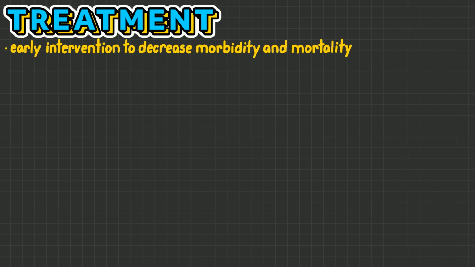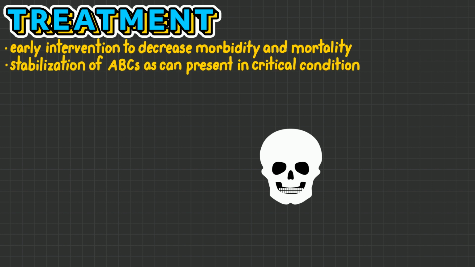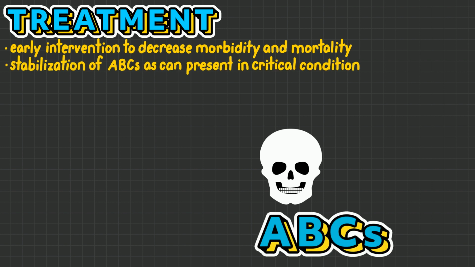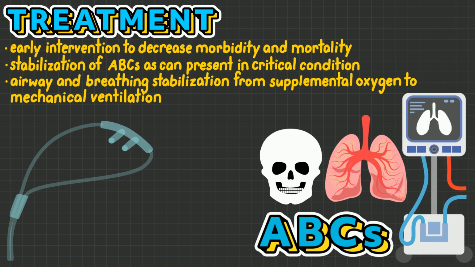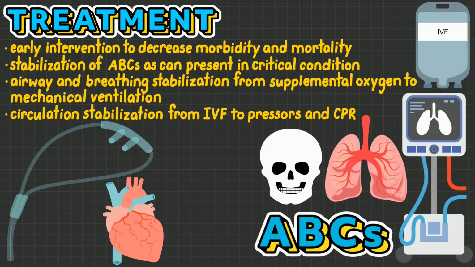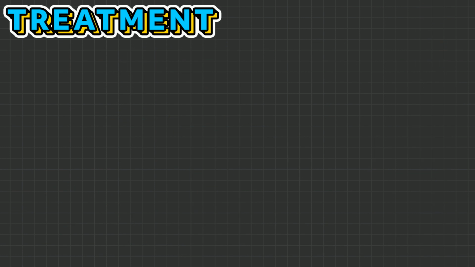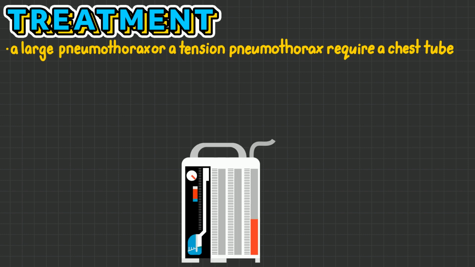Treatment of pulmonary overinflation syndrome includes early intervention to decrease morbidity and mortality. Additionally, stabilization of airway, breathing, and circulation, also known as the ABCs, is important, as these patients can present in critical condition. Airway and breathing stabilization ranges from supplemental oxygen to mechanical ventilation, whereas circulation stabilization ranges from intravenous fluids to pressors and CPR. Furthermore, those with a large pneumothorax or a tension pneumothorax will require a chest tube.